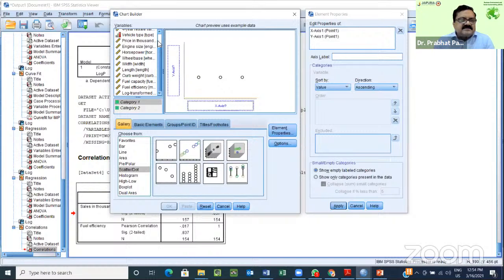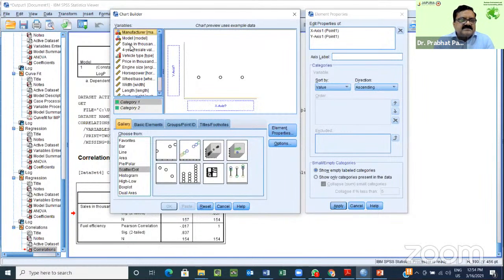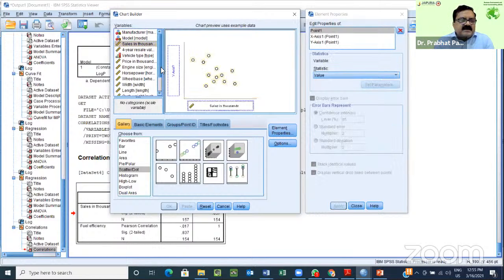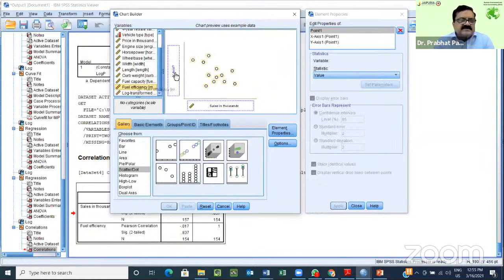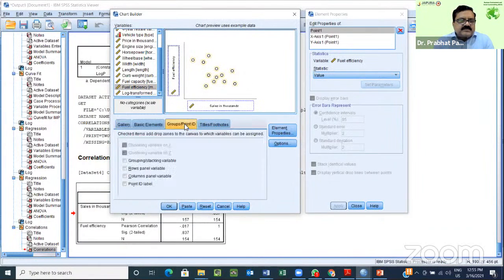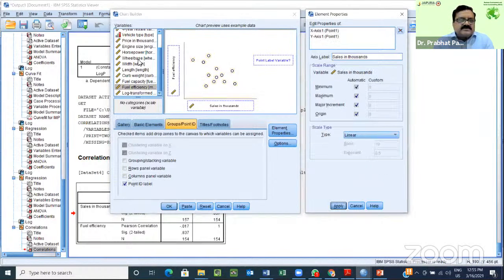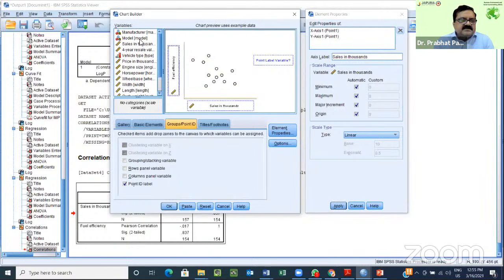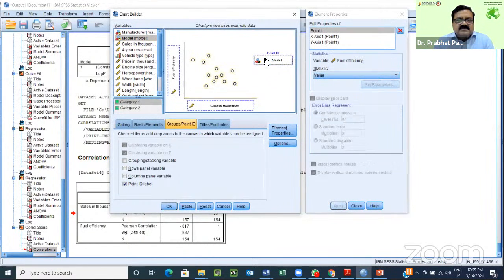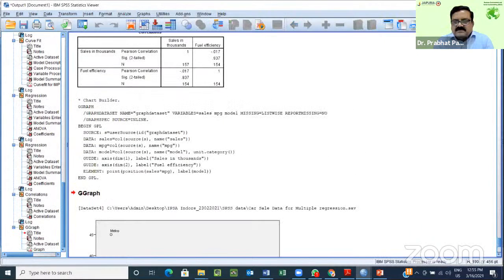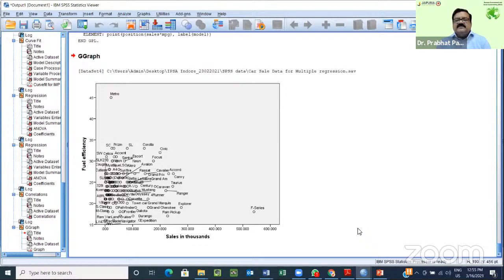So let's say we take sales, and then we go for fuel efficiency. On the other hand, I'm also putting a point ID so that we can know which car it talks about. So we'll say, okay, put the model over here. So this is the market we are talking about. This is the market in front of us.